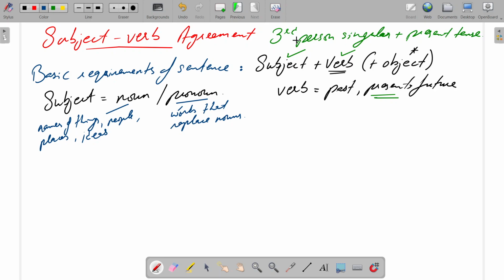Now, as I said, the subject verb agreement applies to when we're talking about third person singular in present tense. So there's the present tense. Now, what do you mean by third person singular? So we're talking about he, she, it, right? In terms of pronouns.